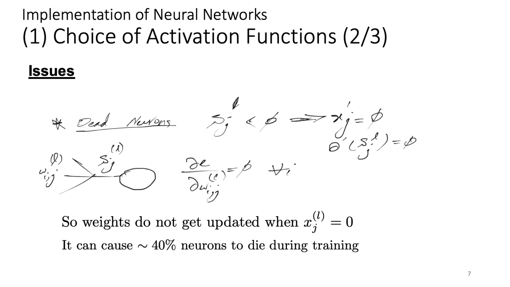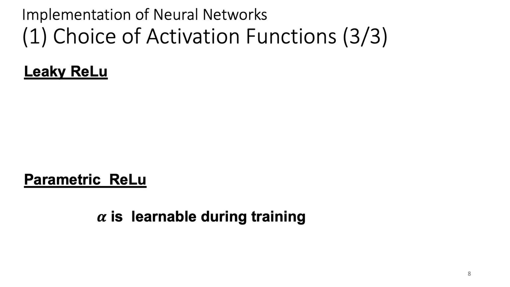In order to tackle that, researchers started to play around with the ReLU function, and they saw how they could change this behavior while keeping the computation as simple as possible. They came up with many variants of ReLU. We're going to talk about 2 of them today. The first one is the leaky ReLU, and the second one is the parametric ReLU.